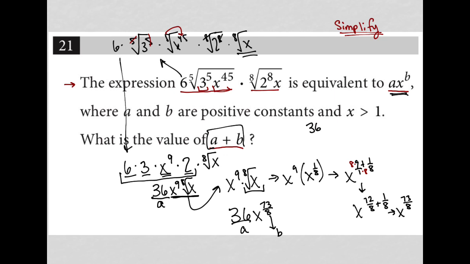So 36 plus 73 over 8. Again, I need to have a common denominator, so I'm going to treat this like a 36 over 1. I'm going to multiply top and bottom by 8. This leads to 288 over 8 plus 73 over 8. And on my calculator, 288 plus 73 is 361.